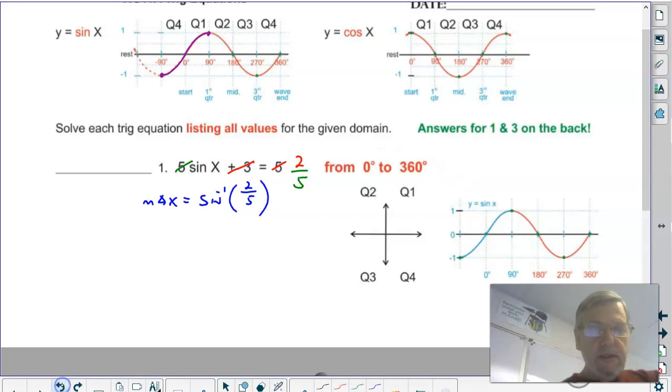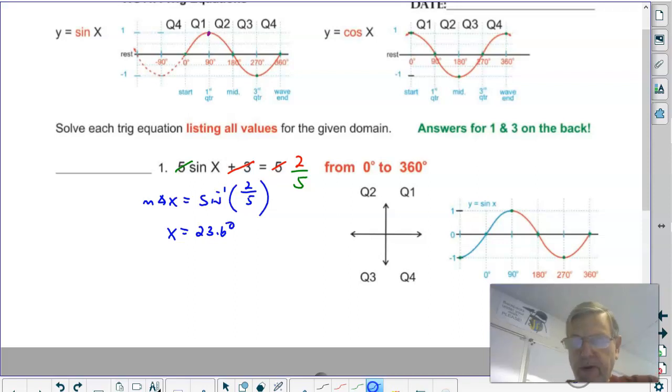Okay, so that's what we're after and that's where we're heading. Let's see how we get there. Let me punch this into my calculator. Sine to the -1 of 2/5, and I get the measure of angle x is approximately 23.6 degrees.